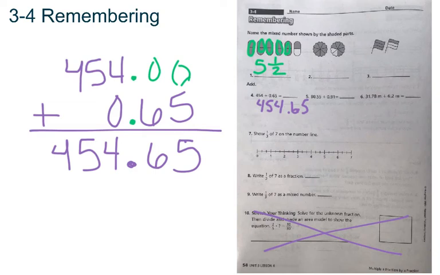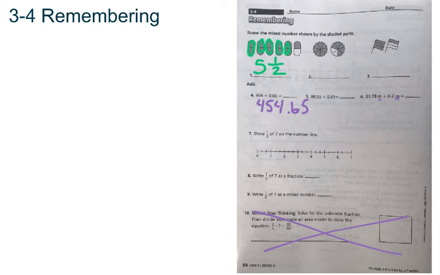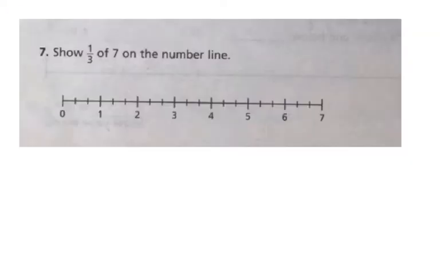And on number 6, don't forget there's a label there. On number 6 there's a label, so make sure you include that label in your answer so you get full credit. Okay, I'm going to complete number 7 with you, and I'm going to take a snapshot and add it to another page because it's just too small for me to write on. And number 7 reads, show 1/3 of 7 on a number line.